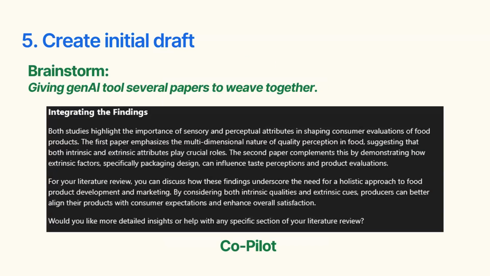You can also use tools like Copilot. In this case, I gave Copilot two sources. And I said, how do I link these together? Or how are they similar? How are they different, right? Both studies highlight the importance of sensory and perceptual attributes in shaping consumer evaluations of food products. So one looks at the quality of the food product, and the second paper complements this by looking at extrinsic factors, packaging design, and how this can affect taste.